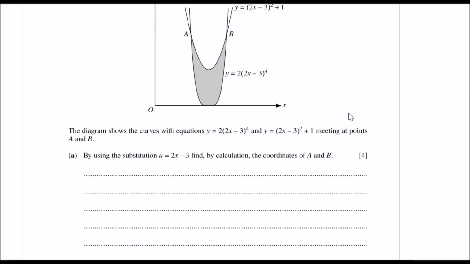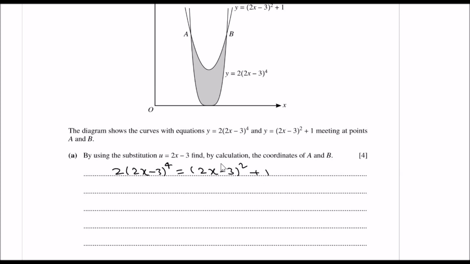Okay, so we have to find the coordinates of A and B. As both curves are intersecting at A and B, we can write them equal. Both the equations can be written equal, so let's write: 2 times (2x minus 3) to the power 4 is equal to (2x minus 3) whole square plus 1.